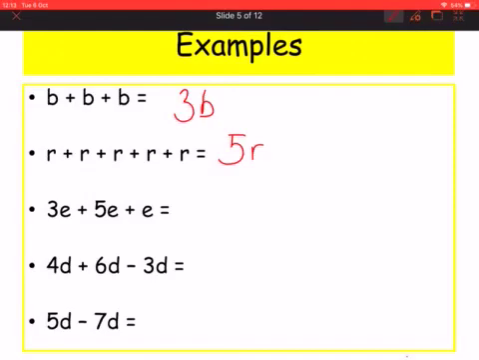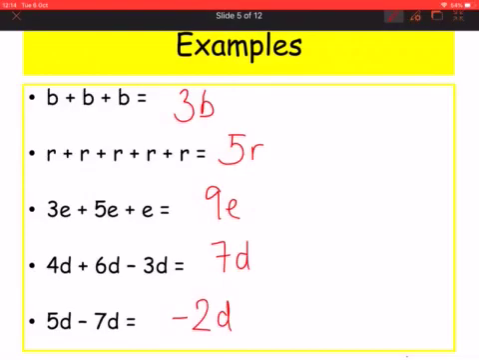And this example is similar to the example that we've just looked at. If I've got 3 E's and then I've gone and got another 5 E's and then 1 more E, how many E's have I got altogether? 3 plus 5 plus 1 is 9E. Let's look at the next one. If I've got 4 D's and you've got 6 D's, that's 10 D's altogether. But then if someone takes away 3 D's, I'm left with 7D. And for the last one, if I've got 5 D's and then minus 7 D's, what's that? What's 5 minus 7? It would be minus 2D.